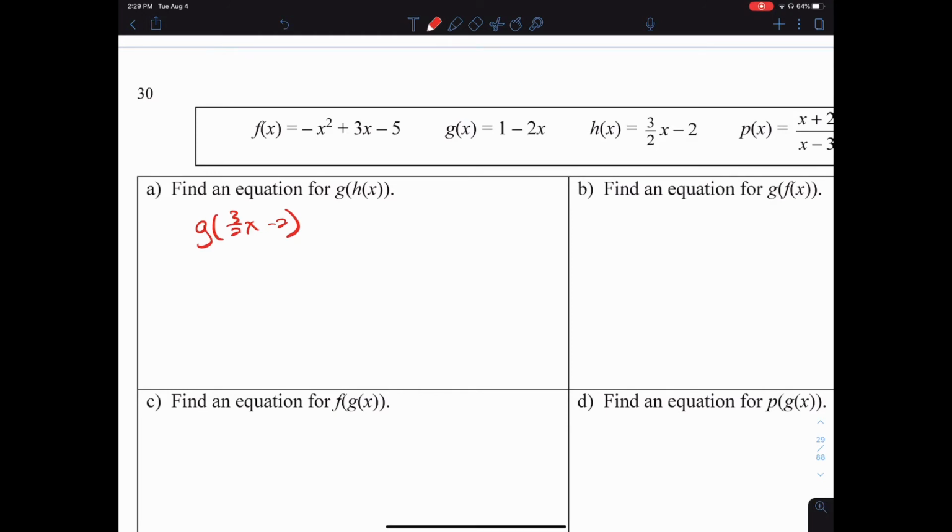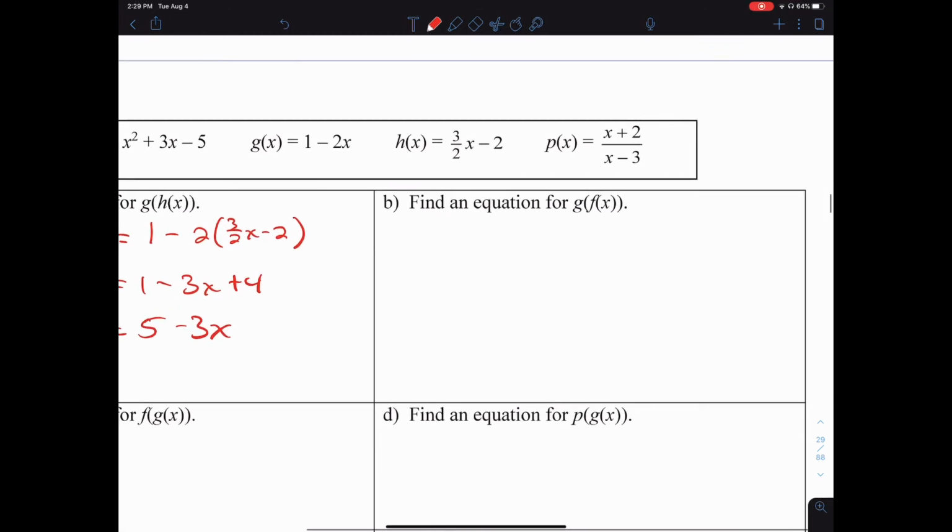So that means that we're going to take function g, which is 1 minus 2 times x. We're going to replace the x with 3 over 2x minus 2. We distribute the 2. We're going to get 1 minus 3x minus 4. Combine like terms. I'm sorry, that will be a plus 4. A minus 2 times a negative 2 is a plus 4. That would give us 5 minus 3x.